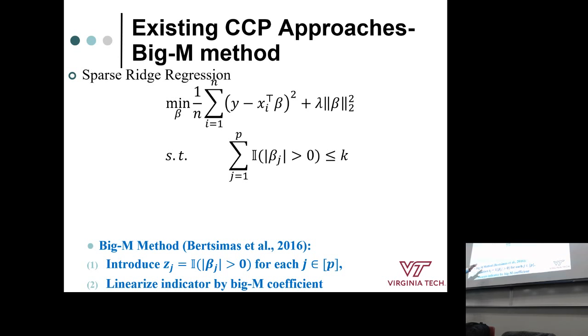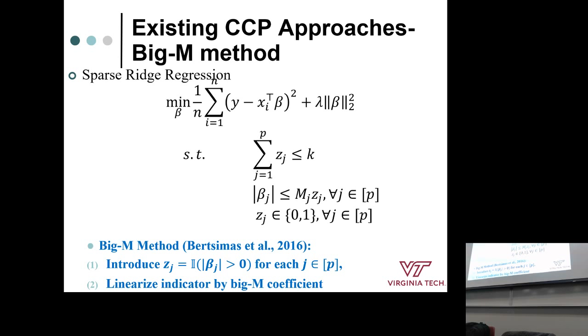To formulate this kind of function, we can introduce a binary variable for each indicator function. And then we use the big M method to enforce that beta can be nonzero if and only if z is nonzero. If z equals zero, this means beta must be equal to zero. If z is one, this means beta can be arbitrary. So this M should be large enough to make sure that this constraint is valid. You may be wondering what kind of M we can choose. It depends, it's problem dependent, and usually it's very difficult for us to choose it.